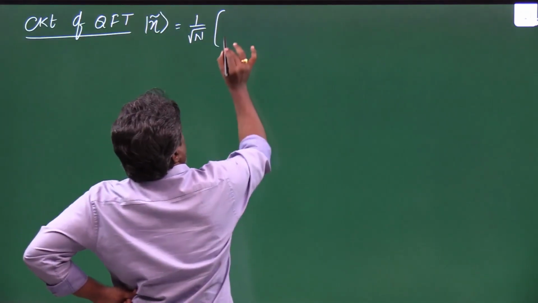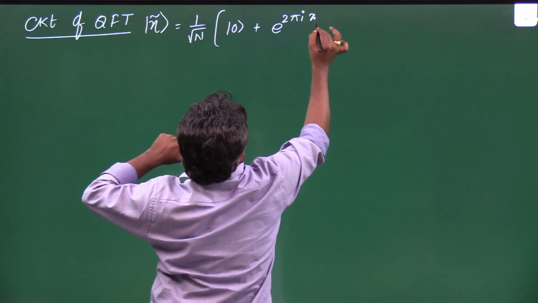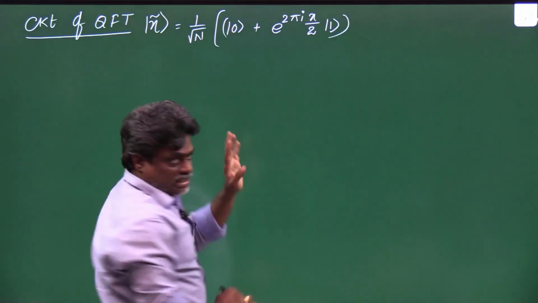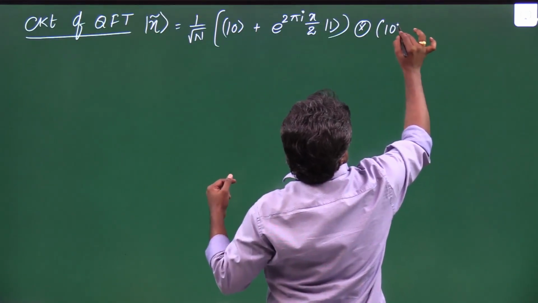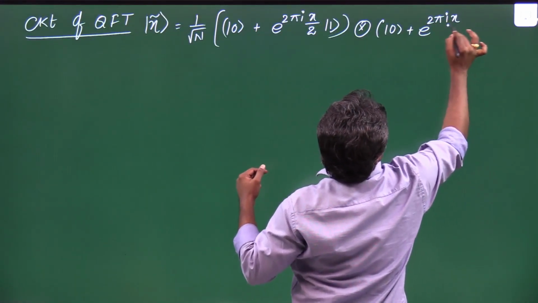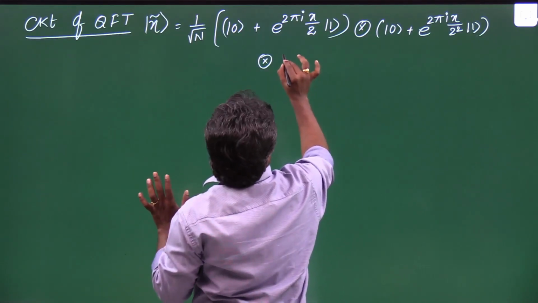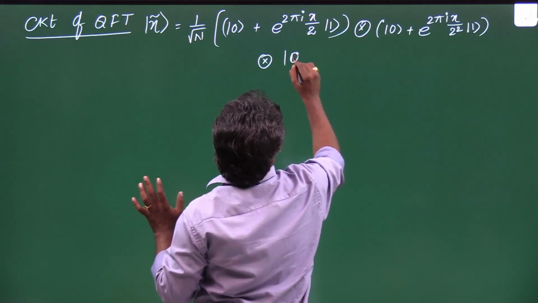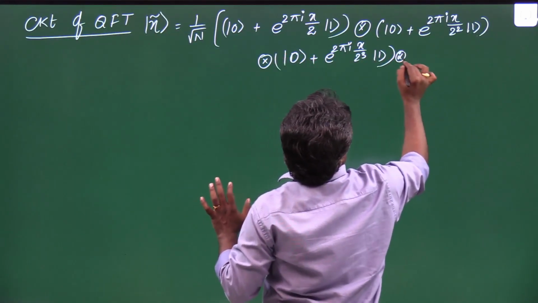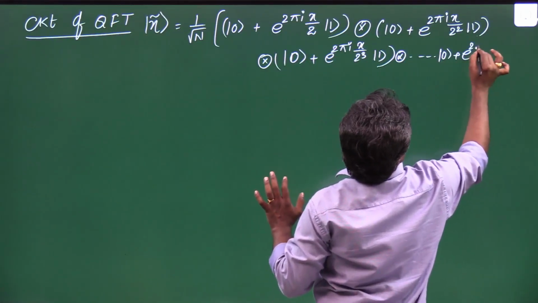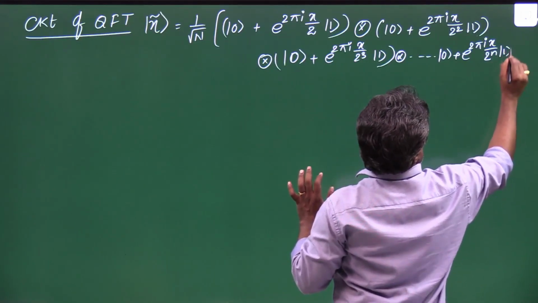Now carefully see, the first expression: |0> plus e raised to 2 pi i, we are taking x by 2, |1>. This is the first term. And the second term, if you understand this, then only we can construct the circuit: |0> plus e raised to 2 pi i x by 2 squared |1>, and so on like this. Let me write the third one also because finally we are going to write 3 qubits: e raised to 2 pi i x by 2 cubed |1>. So on, so on, up to 2 power n.